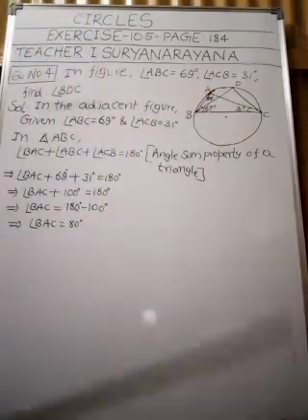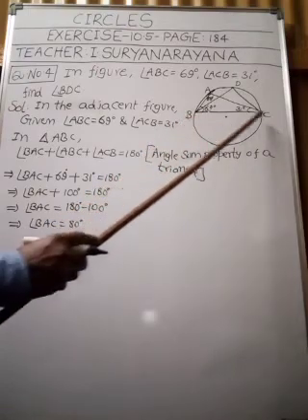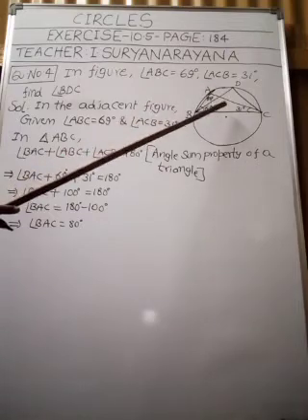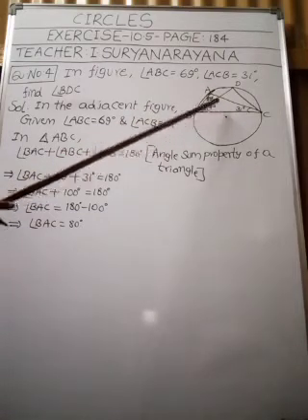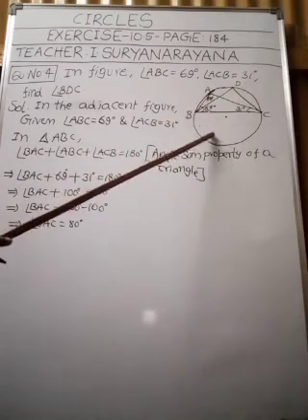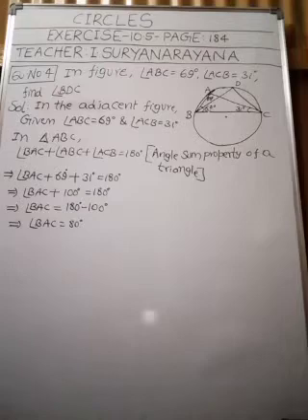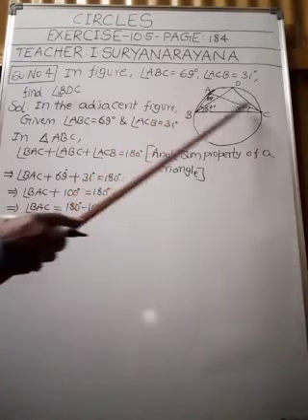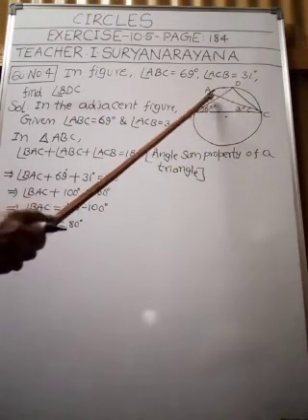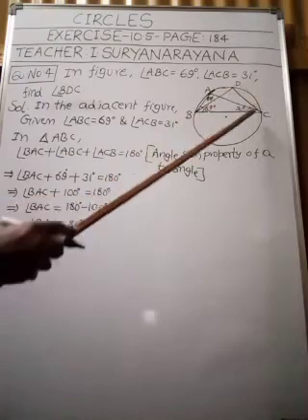Now if you observe, this BC is a chord of this circle. This chord is dividing this circle into two segments. This is a minor segment and this is a major segment. We know that there is a property: the angles in the same segment are equal. Do you remember that point, my children? Angle BAC and angle BDC are the angles in the same segment, the minor segment.